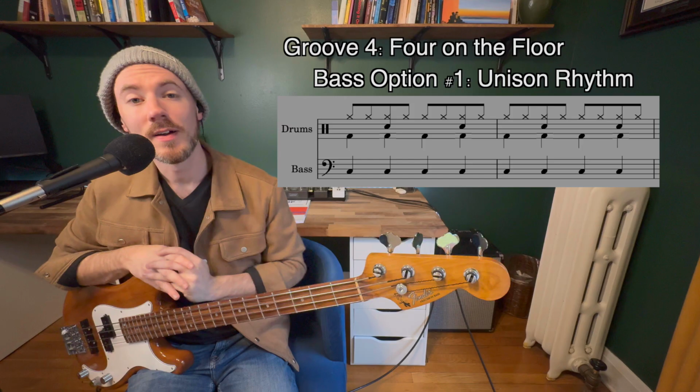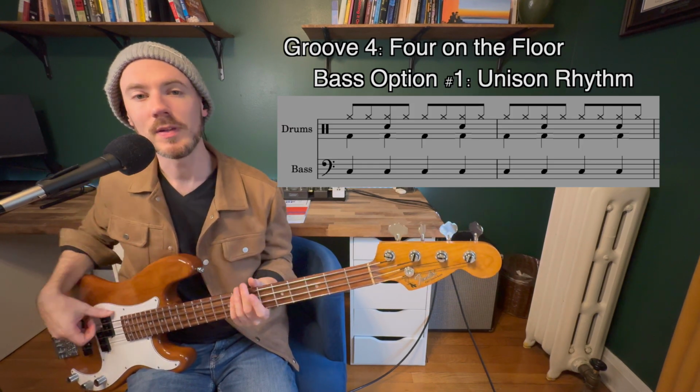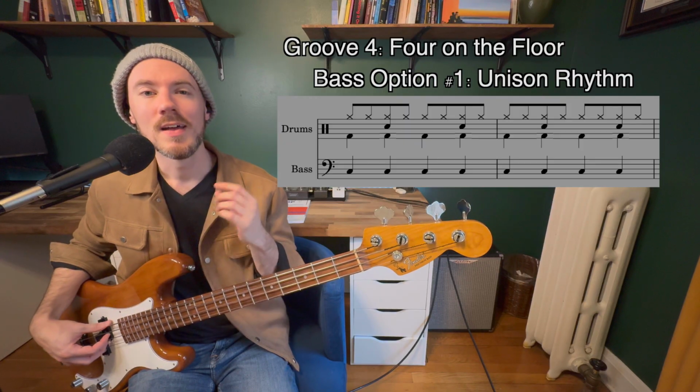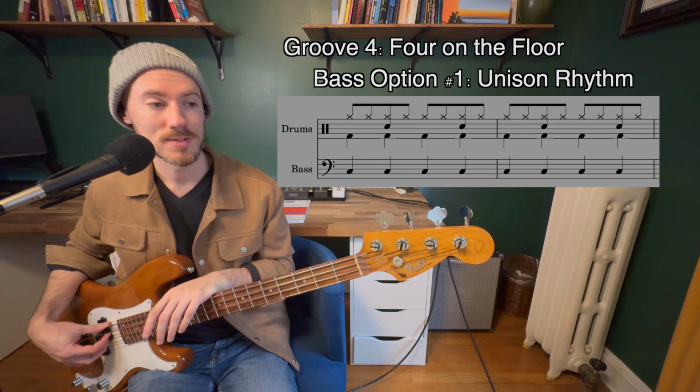Now, 4 on the Floor is sort of best known from disco music, and notice that if we play unison with it, it doesn't sound disco at all. To get in that direction, we're going to need to add a little bit more in the bass.